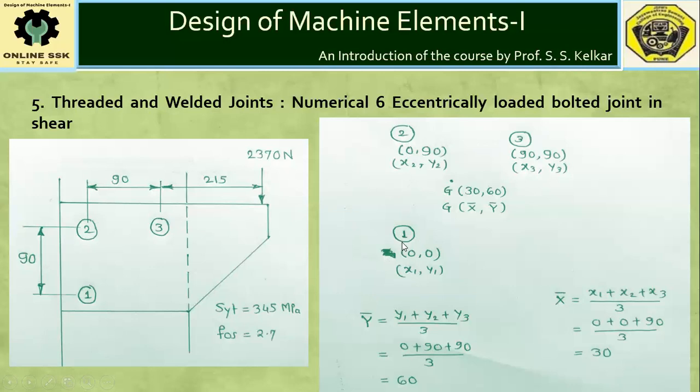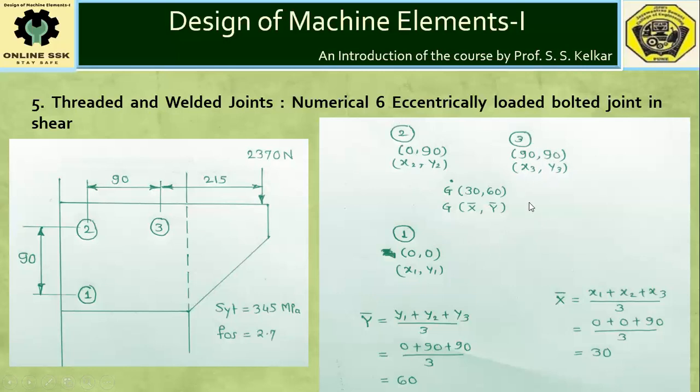Now here, bolt number 1 has coordinates x1 and y1. Its center is the origin of the Cartesian coordinate system, therefore x1 is equal to 0 and y1 is equal to 0. Then the coordinates of bolt number 2 are 0 and 90, therefore x2 is equal to 0 and y2 is equal to 90. The coordinates of bolt number 3 are 90 and 90, therefore x3 is equal to 90 and y3 is equal to 90.